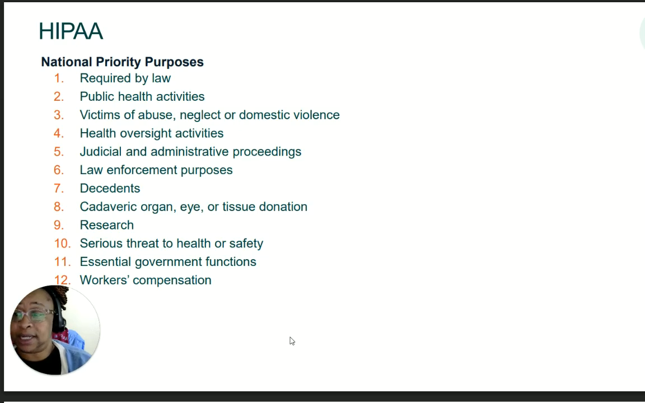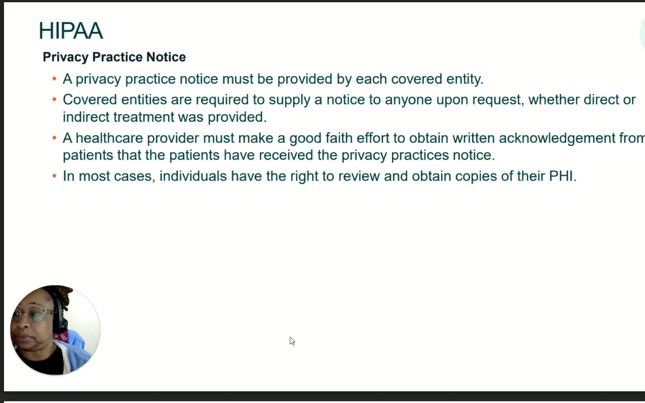Number seven, decedents. Number eight, organ, eye, or tissue donation. Number nine, research. Number 10, serious threat to health or safety. Number 11, essential government functions. And lastly, number 12, workers' comp.